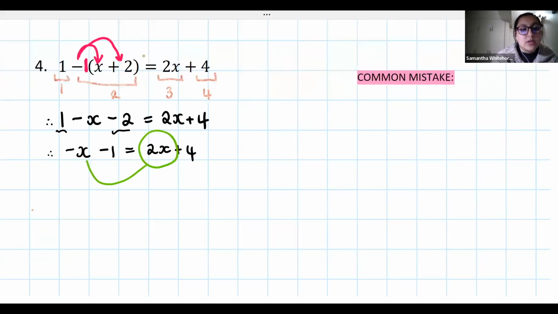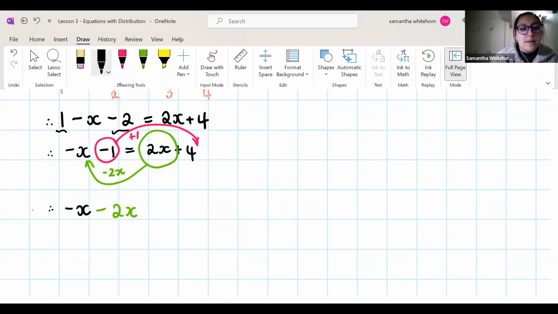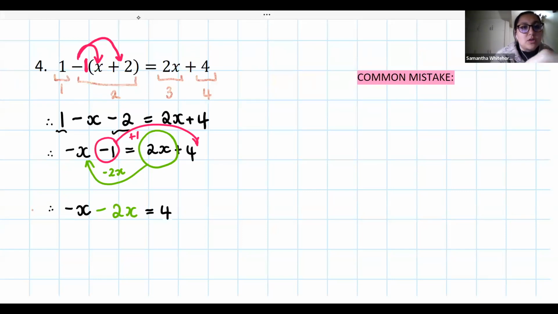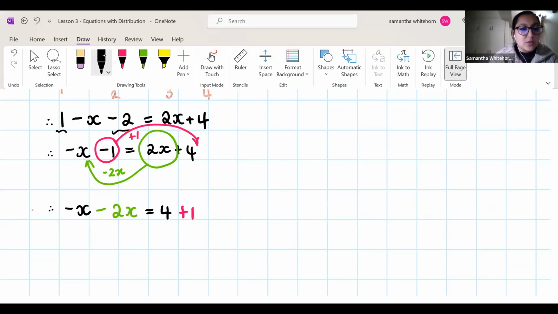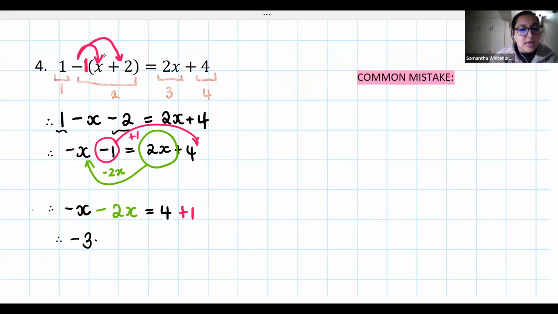Now I'm going to bring this 2x over, so it becomes minus 2x. And then in the same sort of thinking, I'm also going to bring this minus 1 to join the 4, so it becomes plus 1. So what I have on the left is minus x minus 2x. And then on the right-hand side, I've still got the 4. But now I'm bringing over that minus 1, so it becomes plus 1. Add your like terms. Minus 1x minus 2x is minus 3x. And then we've got 4 plus 1, which is equal to 5.